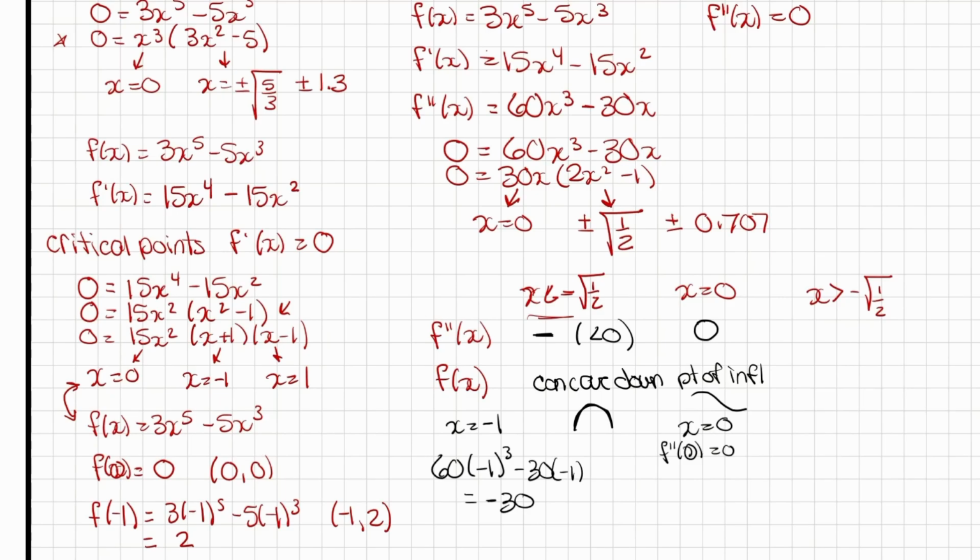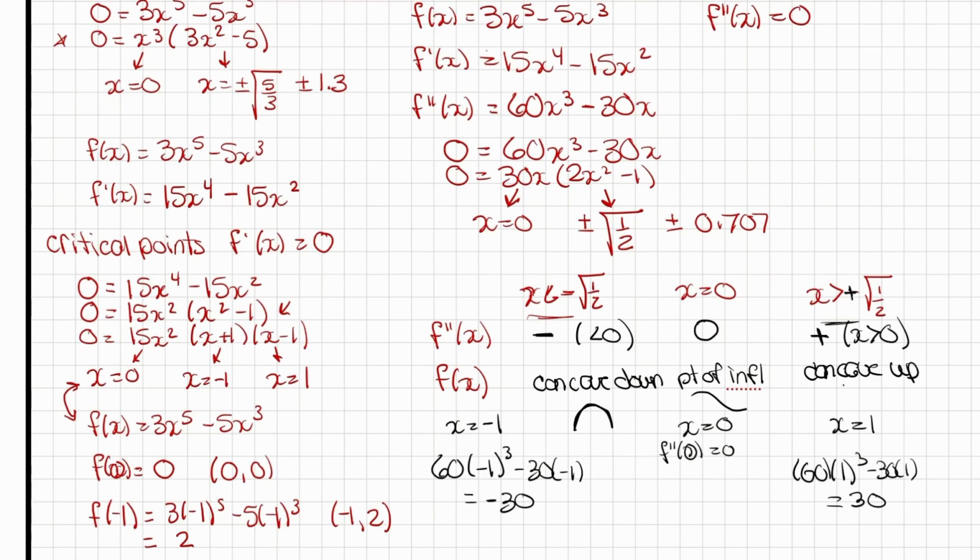And then the last one we want to do is look for a point that's bigger than 1/2. That's positive 1/2, not negative 1/2. And so I'm just going to choose a point. Doesn't really matter. I'm going to choose x equals 1. So when x equals 1, plug that in. So 60 times 1 cubed minus 30 times 1 is going to give us positive 30. So this is positive, which tells me that this is going to be concave up.